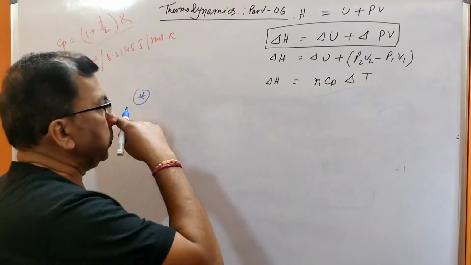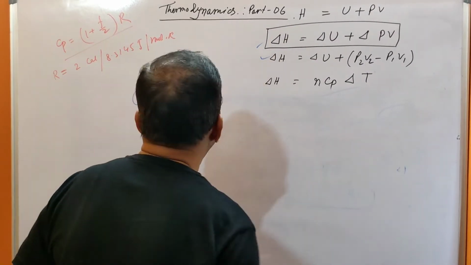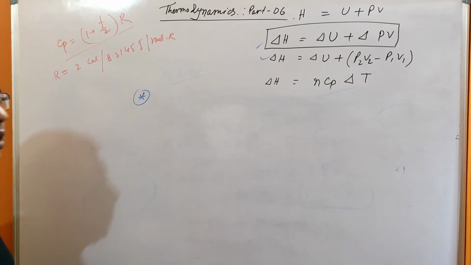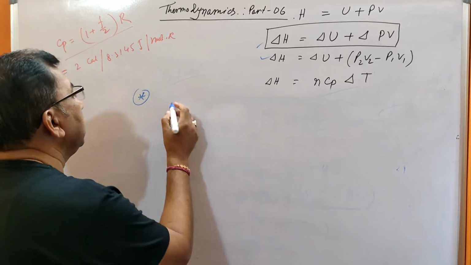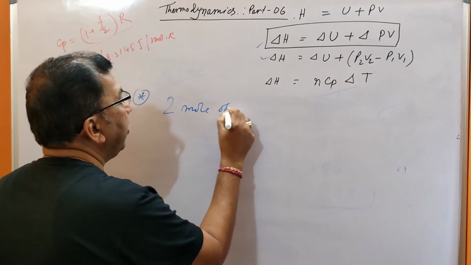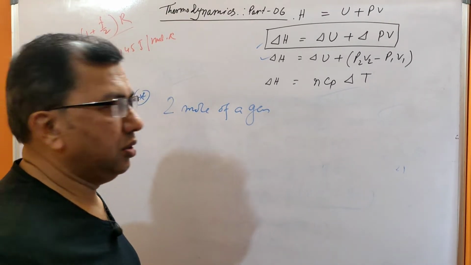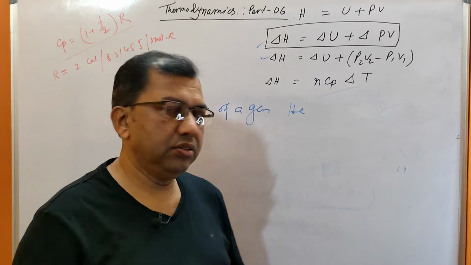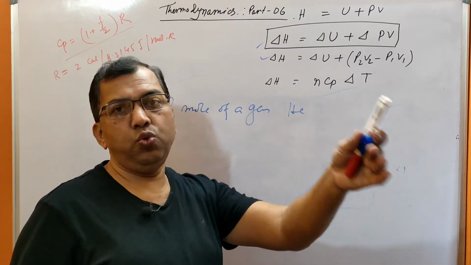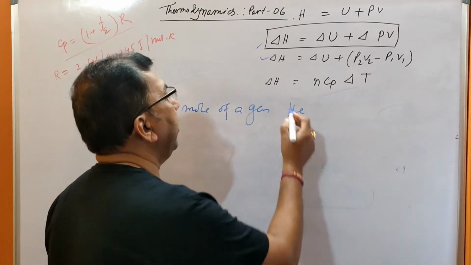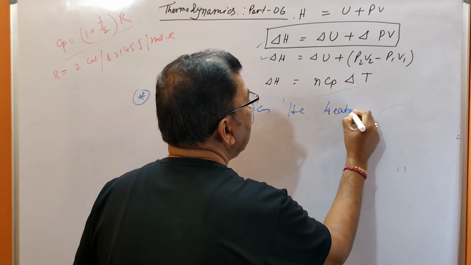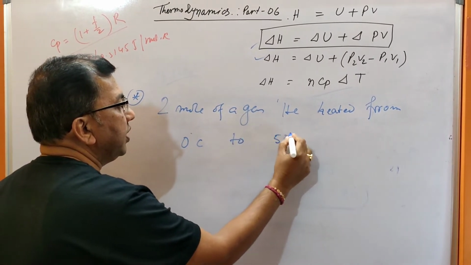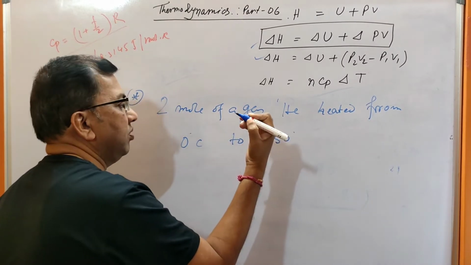So this one and this one are completed, and now in this formula, I have already told you which to apply. Say 2 moles of a gas, any monatomic gas, say helium, neon, anything. 2 moles of gas helium is heated from 0 degrees centigrade to 50 degrees centigrade, or 40, 60, whatever you can write.